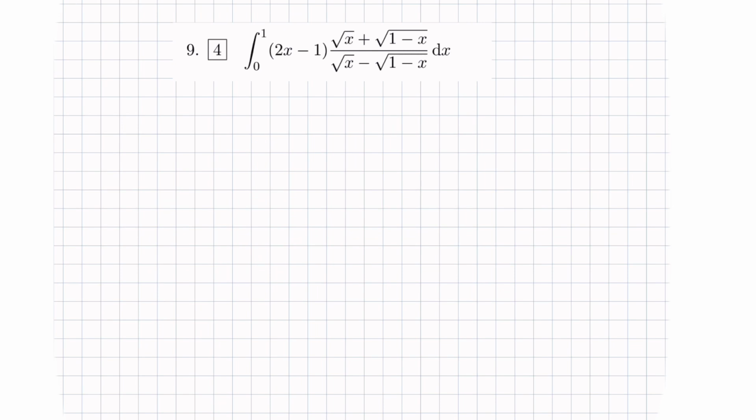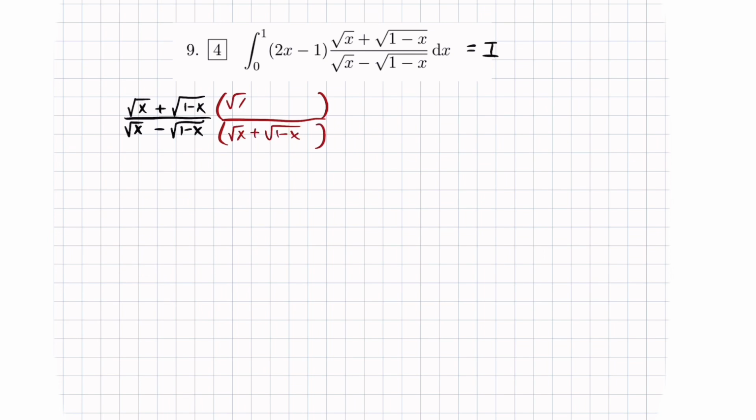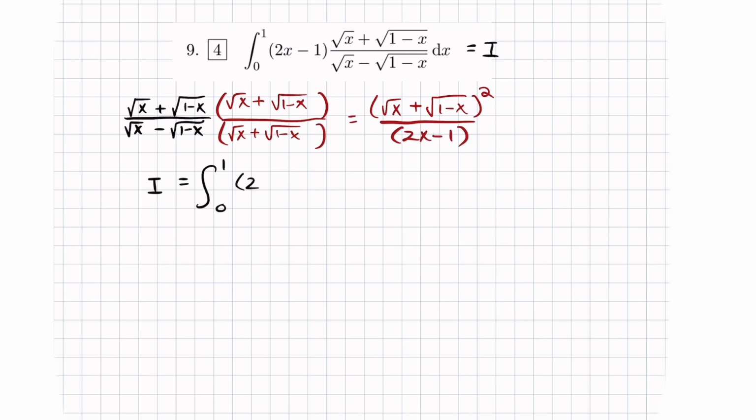Integral number 9 is the integral from 0 to 1 of 2x minus 1 multiplied by this, what looks to be a rational expression but has radicals all throughout it. So it begs us to rationalize its denominator. So that's what we're going to do here. We're going to rationalize its denominator by multiplying both the top and bottom by the denominator's conjugate, radical x plus square root of 1 minus x. So that's going to give us x plus radical 1 minus x quantity squared all over, wouldn't you know it, 2x minus 1. So those 2x minus 1's in the integrand will nicely cancel out.